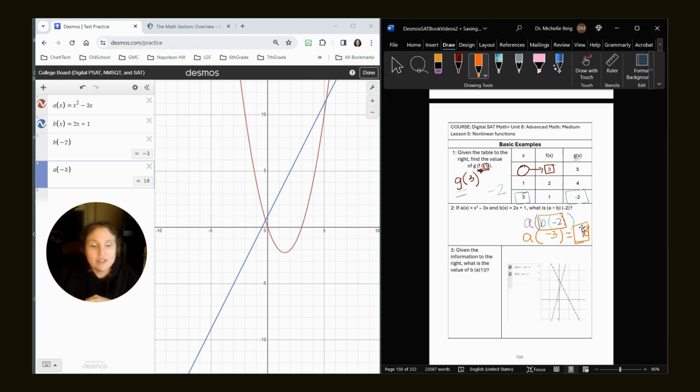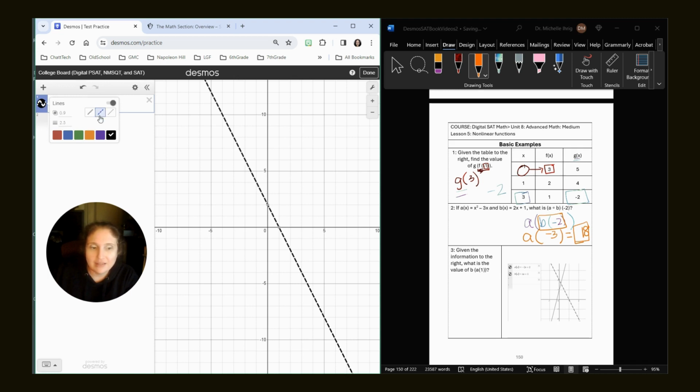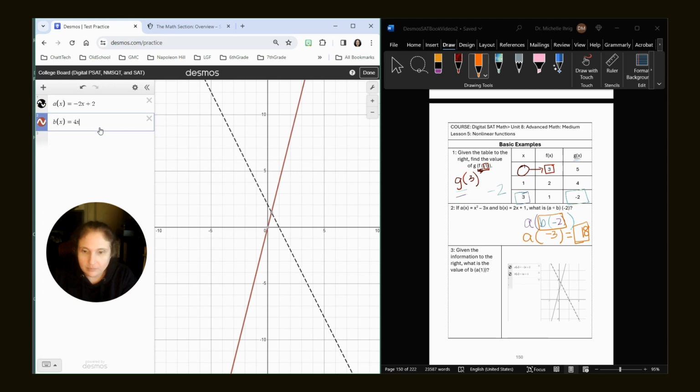All right, given the information to the right, what is the value of b of a of 1? The print's kind of funky for the video, so let's just type it into Desmos. Our first function is -2x plus 2. I made that one dotted, so I just long press this and click the dotted line. Our b of x function is 4x plus 1. Does that look about right? It does. And it wants b of a of 1.